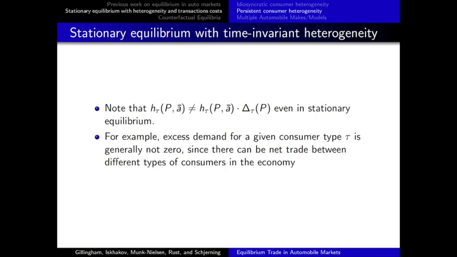Like John was selling his car to the poor economist. His type distribution after trade may be very different because he's selling new cars, and my holdings distribution is very different because I'm buying used cars. So this is a difference compared to the equilibrium where there are no time-invariant types.